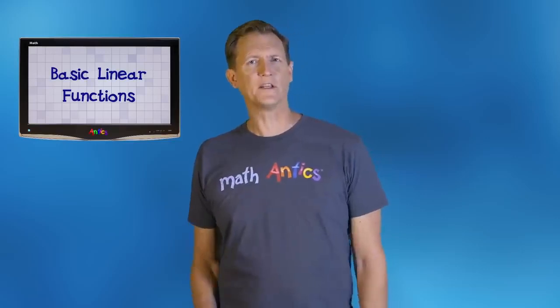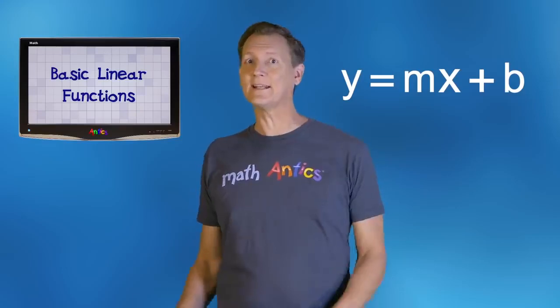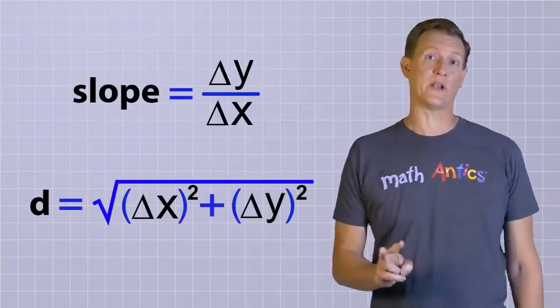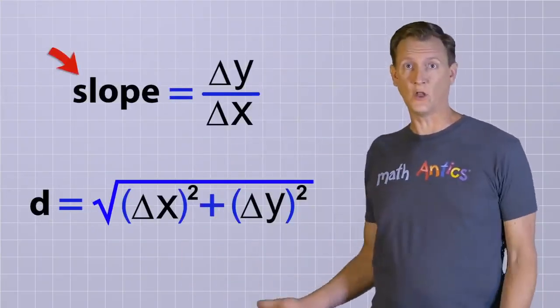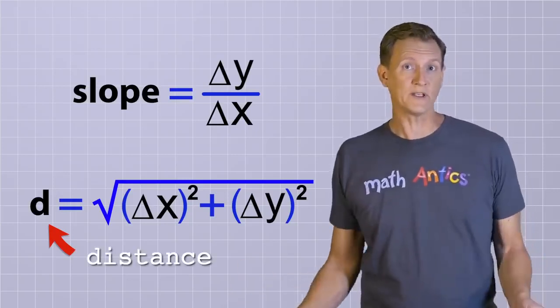In our video about basic linear functions, we learned that the equation y equals mx plus b can be used to represent any linear function on the 2D coordinate plane. In this video, we're going to dive a little deeper and learn two new equations, one for calculating the slope of any line, and the other for calculating the distance between any 2 points on a line.